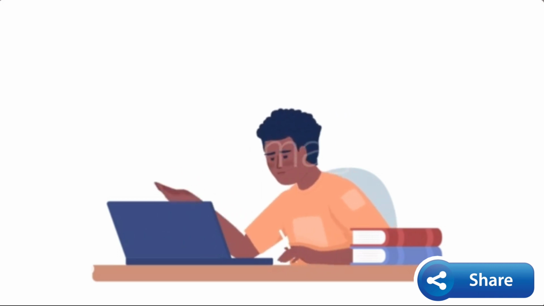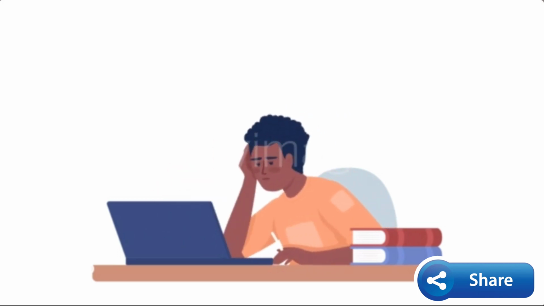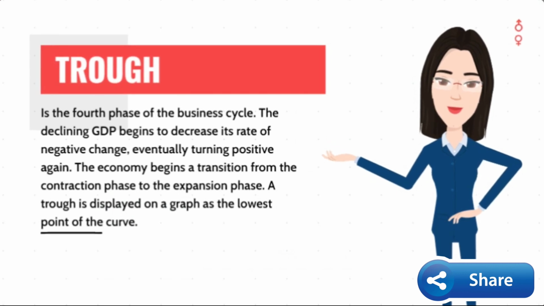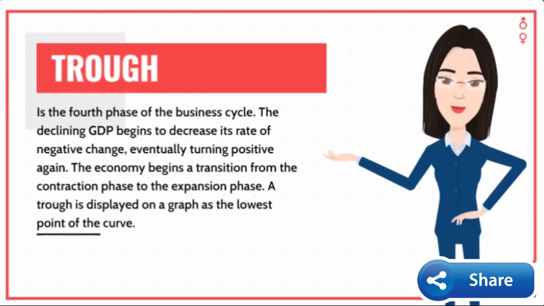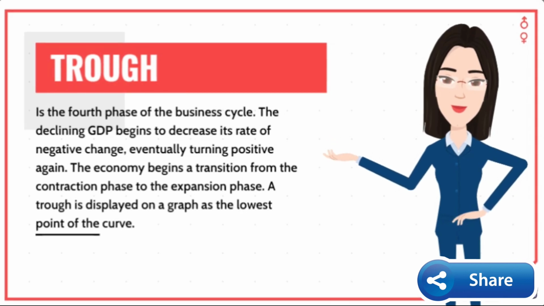And lastly, the trough. The trough is the fourth phase of the business cycle. The declining GDP begins to decrease its rate of negative change, eventually turning positive again. The economy begins a transition from the contraction phase to the expansion phase. A trough is displayed on a graph as the lowest point of the curve. The business cycle begins again when GDP begins to increase and the curve moves upward consistently.